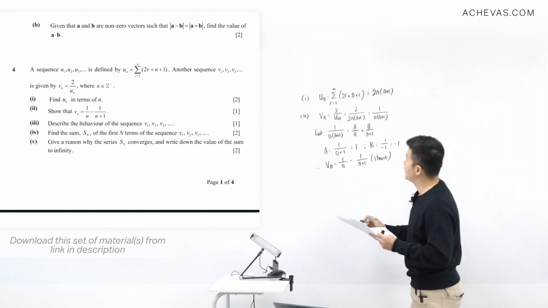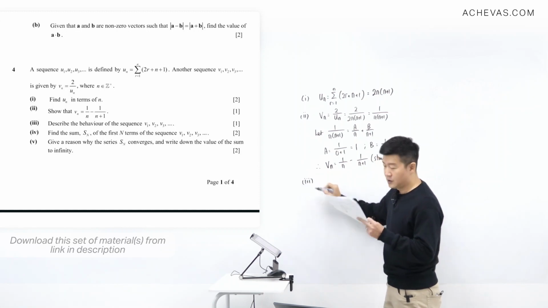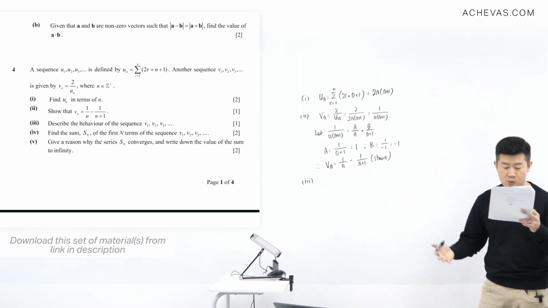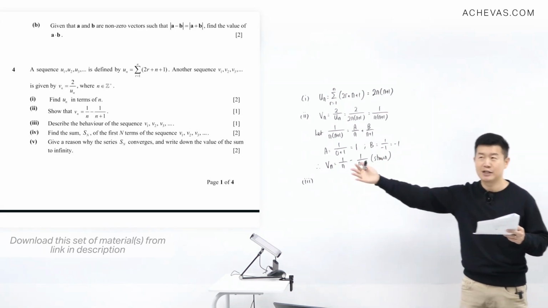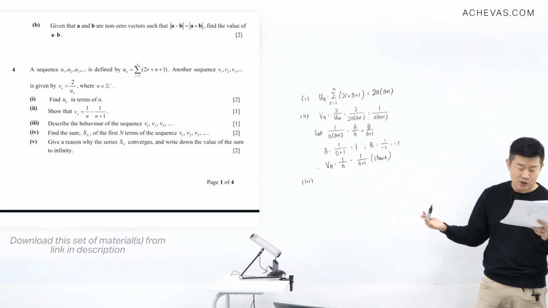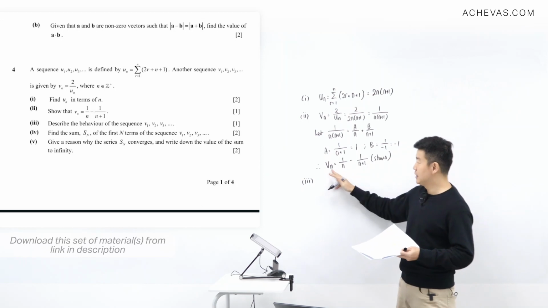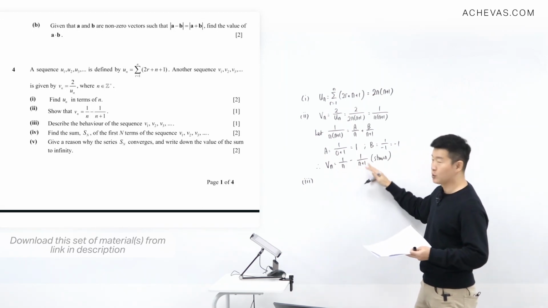And part 3, we are supposed to describe the behavior of the sequence V1, V2, V3, V4, V5, V6, all the way until, I guess, infinity. So what will the sequence become? As n goes to infinity, Vn, which is equal to this, will go to 0. This will go to 0.